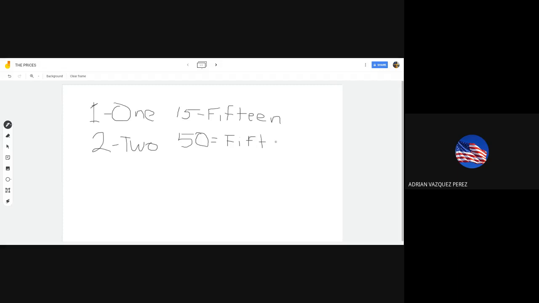Okay, now what about if I say that one item costs this price? Ahora, ¿qué sucede si digo que este número cuesta 2.50? How am I going to write the number?